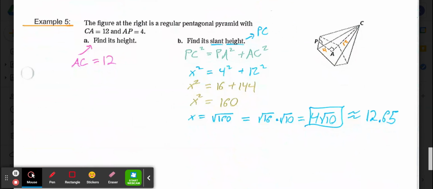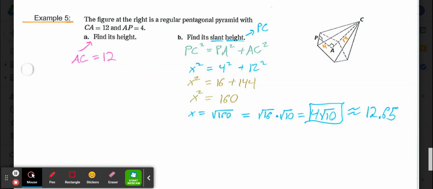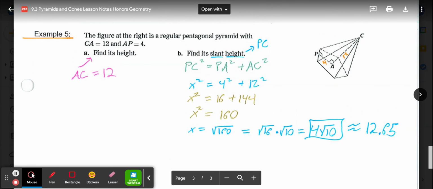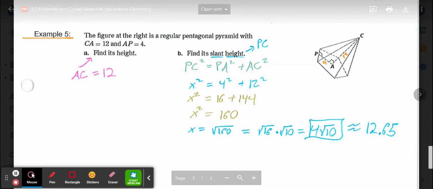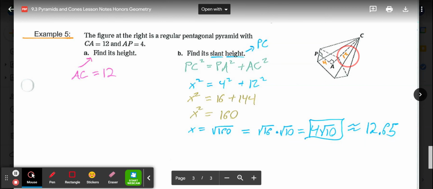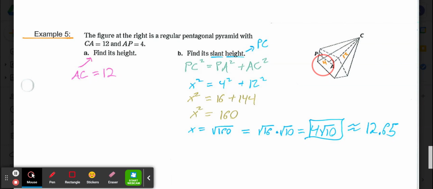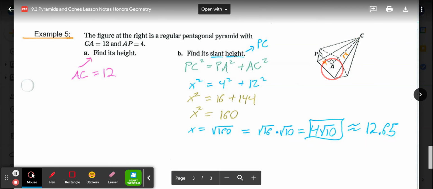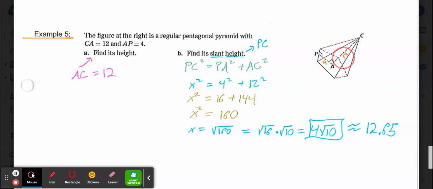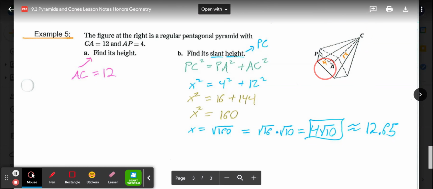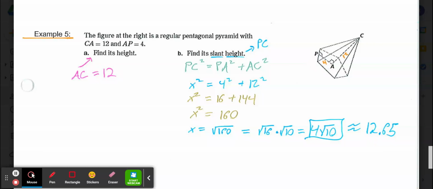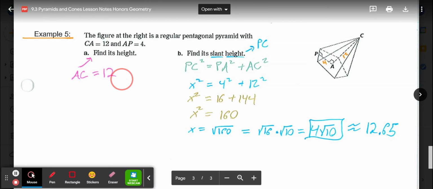And then we get to example 5. So it tells us the figure at the right is a regular pentagonal pyramid, with CA being 12 and AP being 4. So we know it's a regular pentagonal pyramid. Now CA meets that base shape at 90 degrees, forming the right triangle CAP. So our height is simply that altitude of AC or CA, so our height is 12.